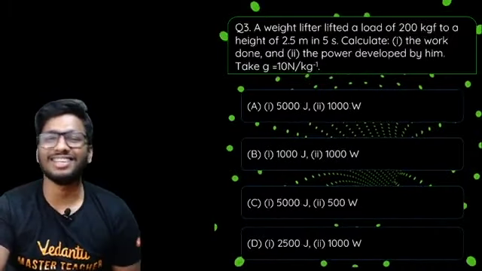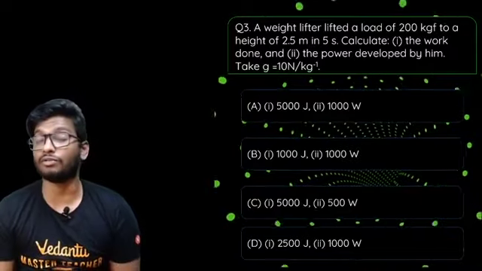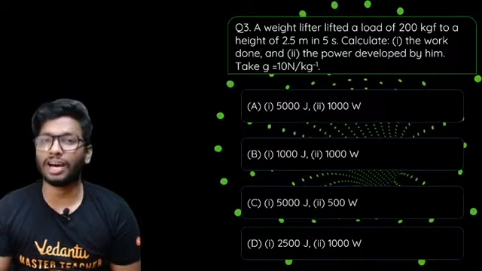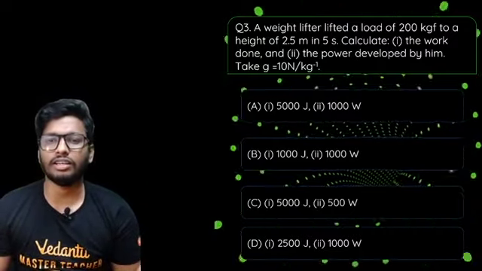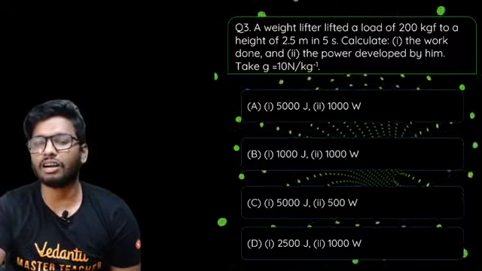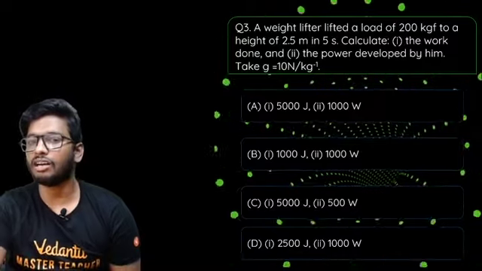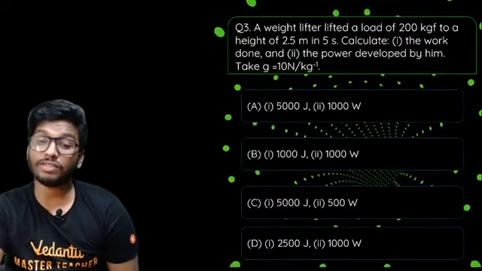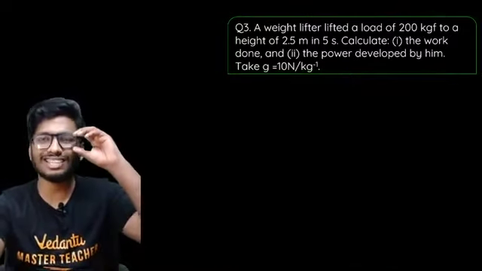Moving on to the third question. A weightlifter lifted a load of 200 kgf to a height of 2.5 meters in 5 seconds. Calculate the work done and the power developed by him. Take acceleration due to gravity as 10 Newton per kg. And your options are 5,000 joules and 1,000 watts, 1,000 joules and 1,000 watt, 5,000 joules and 500 watt, 2,500 joules and 1,000 watt. So what is the answer for this question?